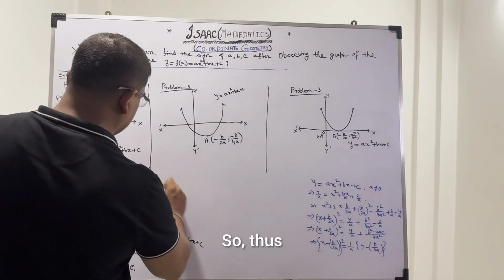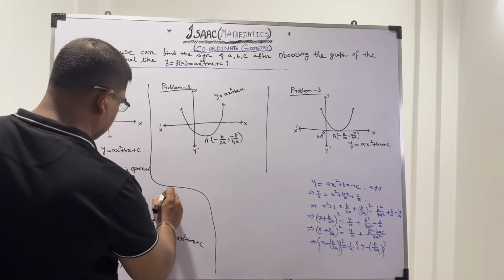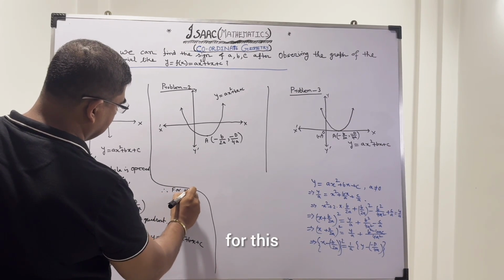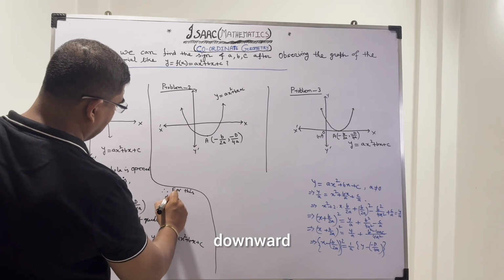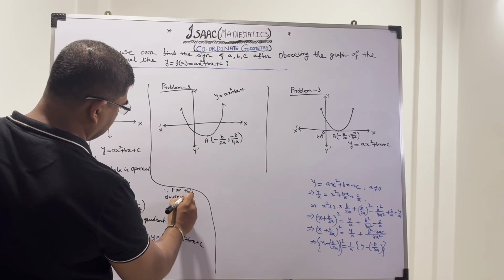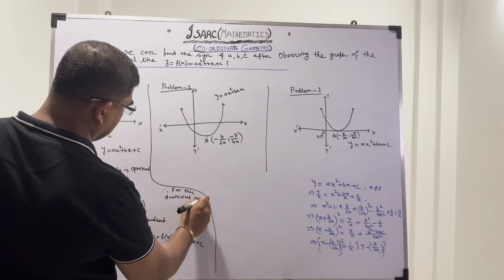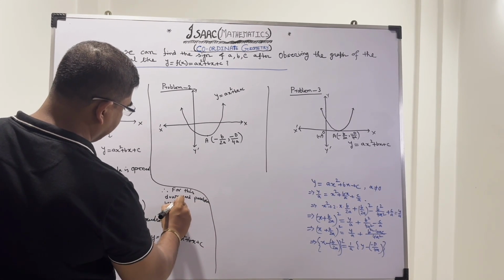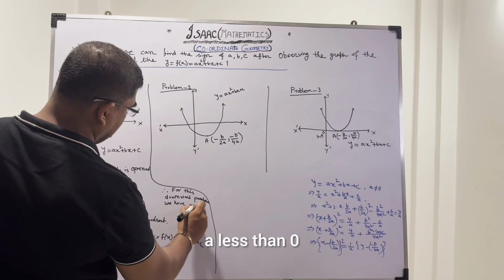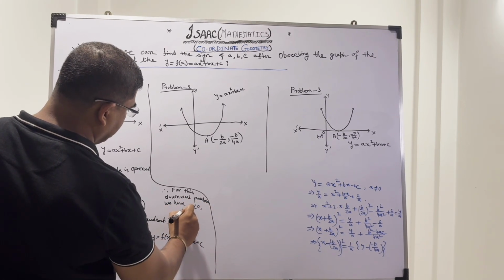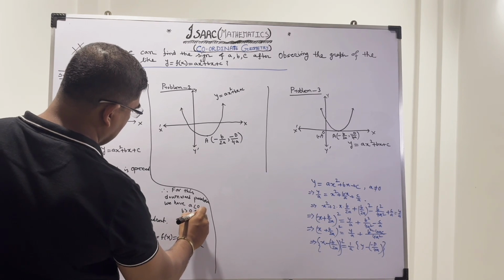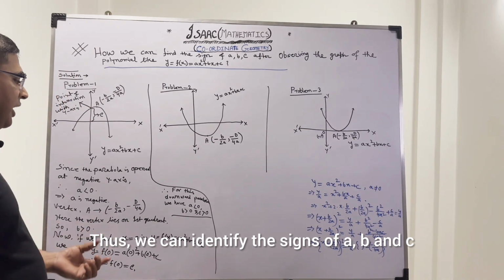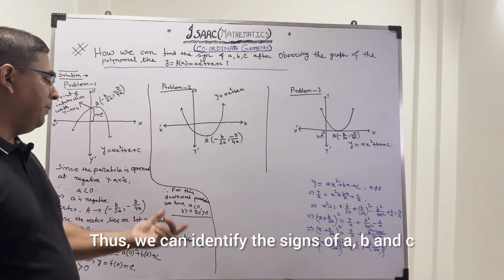Okay. So thus for this downward parabola, we have a less than 0, b greater than 0, and c is also greater than 0. Okay. Thus we can identify the signs of a, b and c.